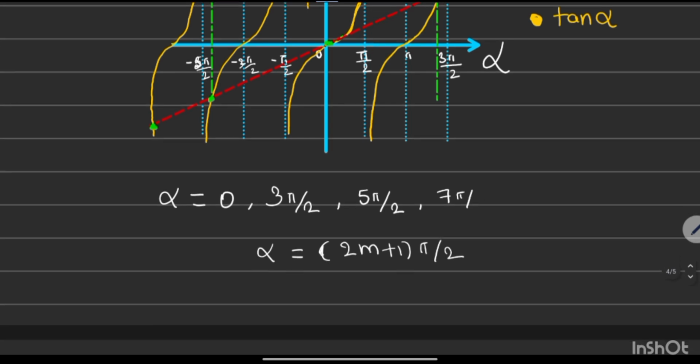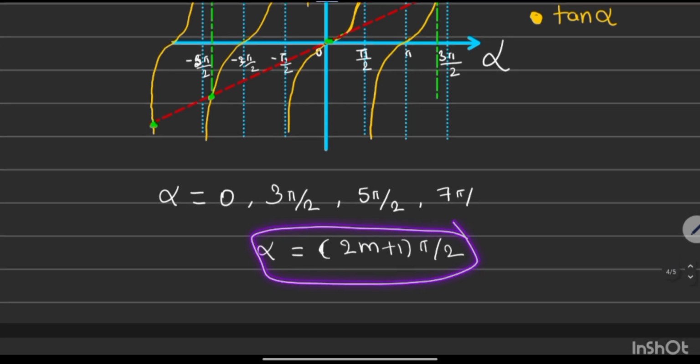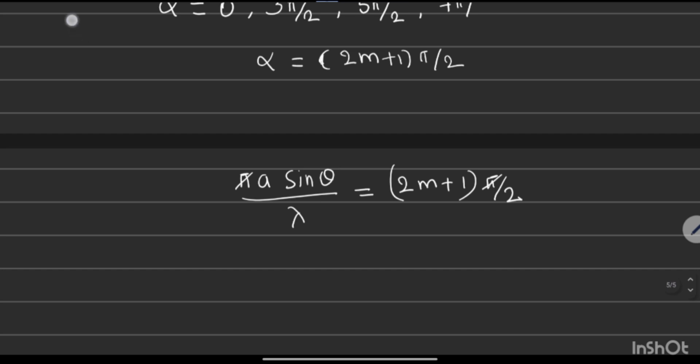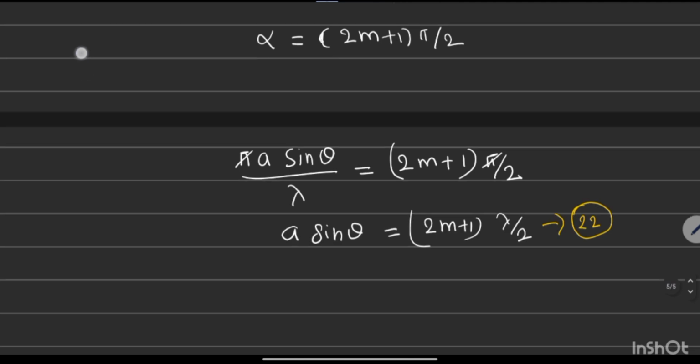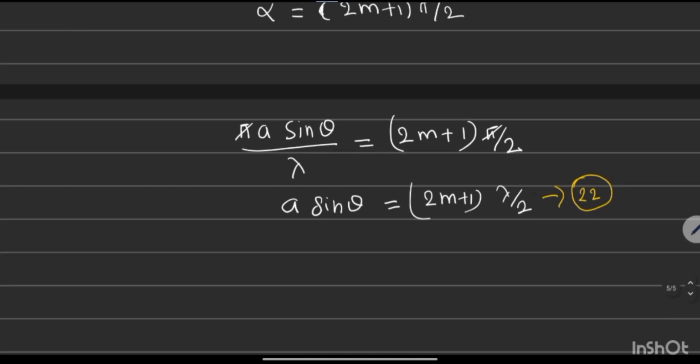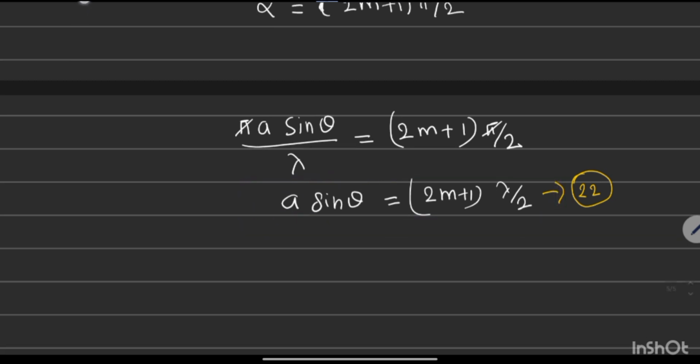In general this can be written using the following relation using m. If m is equal to 0, we get 3 pi by 2. If m is equal to 1, we get 5 pi by 2. So putting this condition, that is substituting the value of alpha as pi a sine theta by lambda, and cancelling this pi, we get a sine theta is equal to (2m plus 1) lambda by 2. This is the condition for maxima in single slit diffraction.